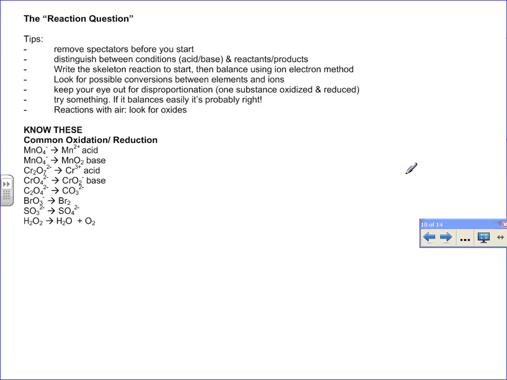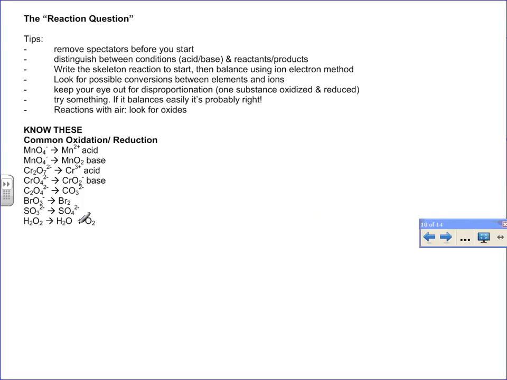Now, the redox reactions that you can encounter in the reaction question in the AP exam can sometimes be a little bit complicated. And so there's a few tips that I've got here that will help you to determine what the reactants and the products are going to be. There are some common oxidation reduction conversions that you need to know. So you've seen the first two in the previous two examples. You saw that permanganate in acid tends to go to Mn2+, and permanganate in base tends to go to MnO2.